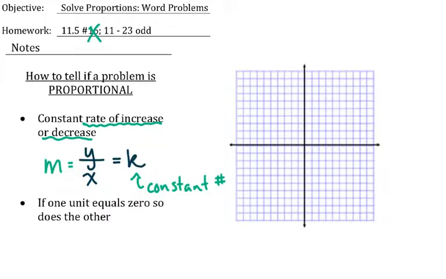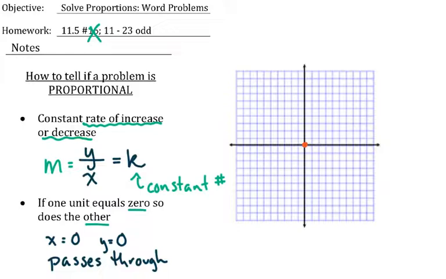The other thing is that if one unit equals 0, so does the other. So if both x and y are 0, that means in terms of the graph, it passes through the origin. So if we're looking at the graph over here, all proportional relationship graphs are going to pass through this point right there. Now, remember, you can pause this video at any time if I'm going too fast and leave any questions in the comments below.